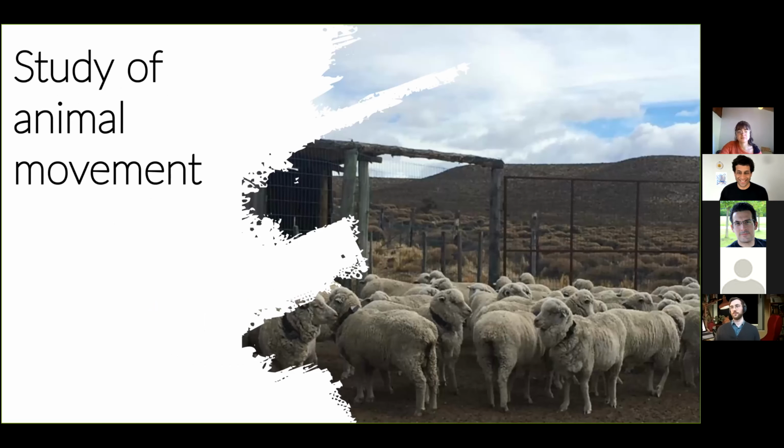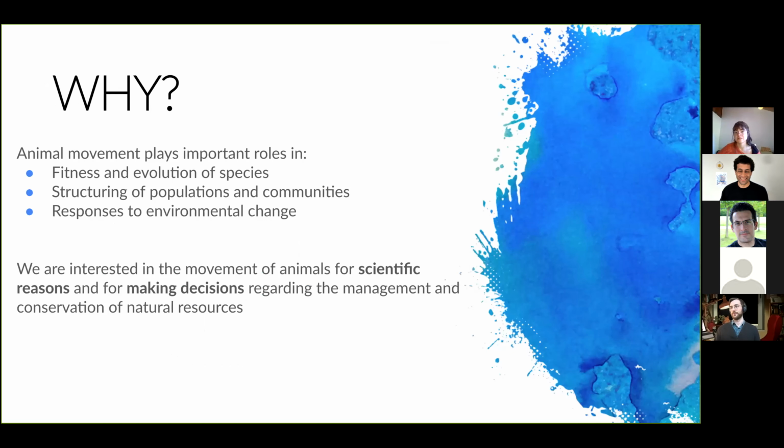So the first question is why we study animal movement, why we decide that animal movement is interesting. So from an ecological point of view, animal movement plays important roles in the fitness and evolution of species, in structuring of populations and communities, and in responses to environmental change. So from a practical point of view, we are interested in the movement of animals for scientific reasons and for making decisions regarding the management and conservation of natural resources.